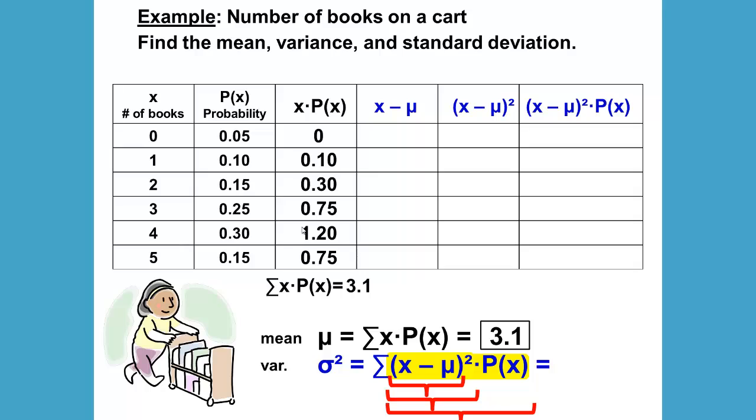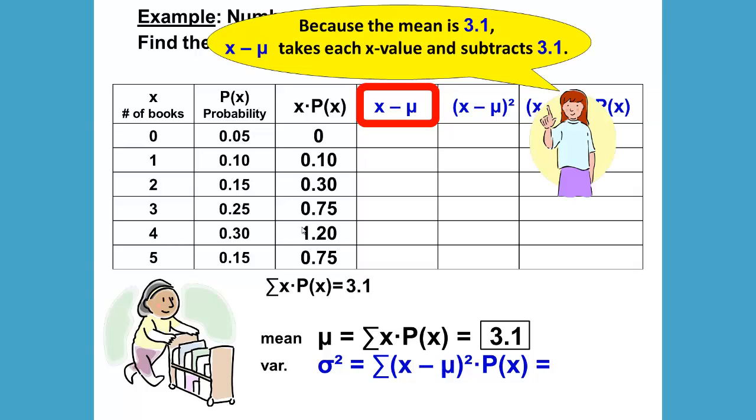Now we have our table or chart filled out. We are ready to actually do the calculations. Back to step 1, we take x minus mu, the data value minus the mean. Because the mean is 3.1, x minus the mean takes each x value and subtracts 3.1. And by the magic of the PowerPoint, the subtractions are filled in.